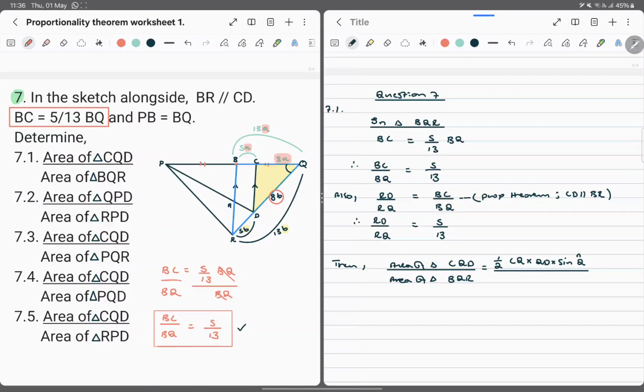all divided by, remember, area rule, you must take two sides and an included angle. So this is also going to be half. Now the sides are BQ times QR times the sine of angle Q. Remember, whenever we're dealing with ratios, we need common things. So the angle must be common as we saw it. So we can clearly see that immediately sine Q divides sine Q into an invisible one.